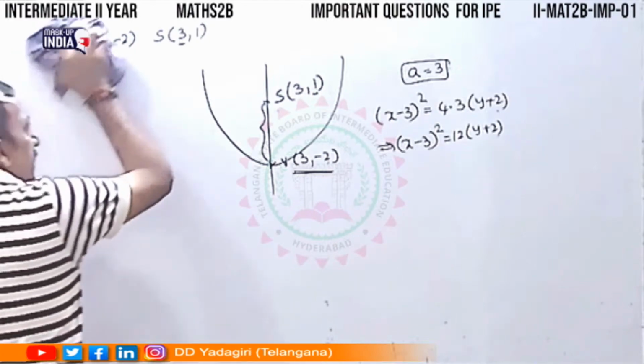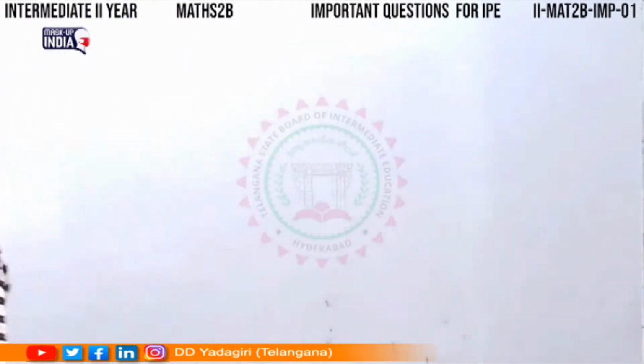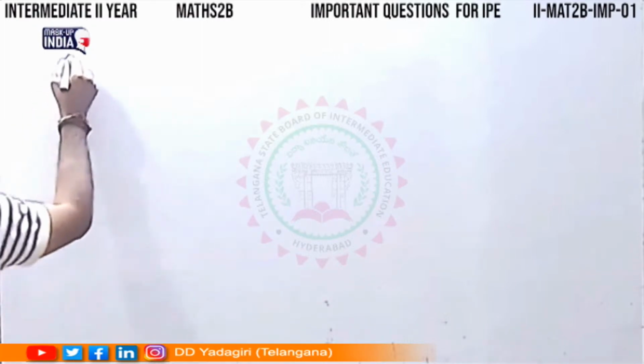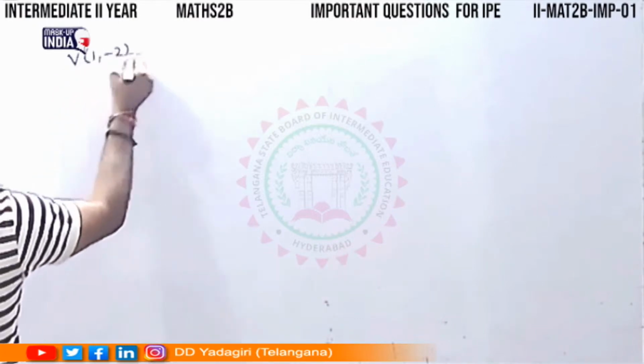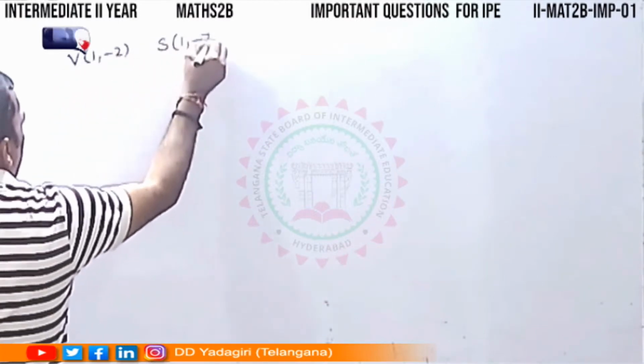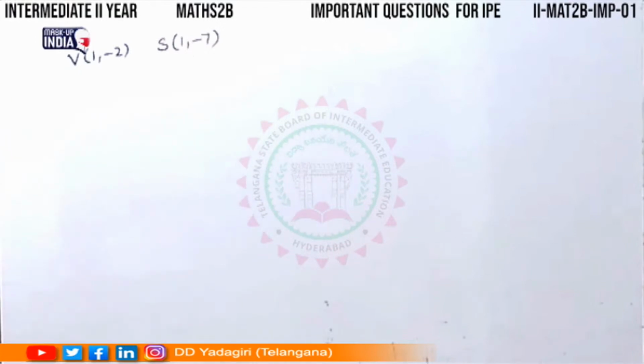This is exclusive IPE. Second example. The vertex of a parabola is (1, -2) and the focus is (1, -7). Then find the equation to the parabola.